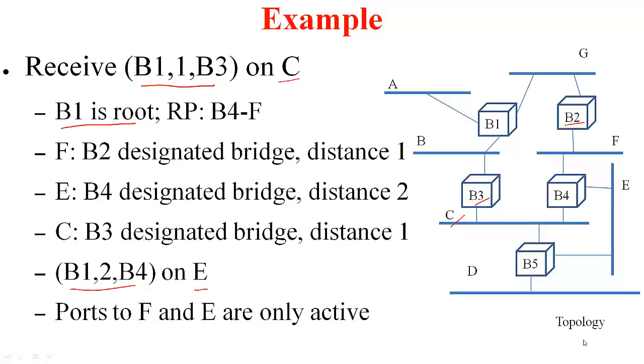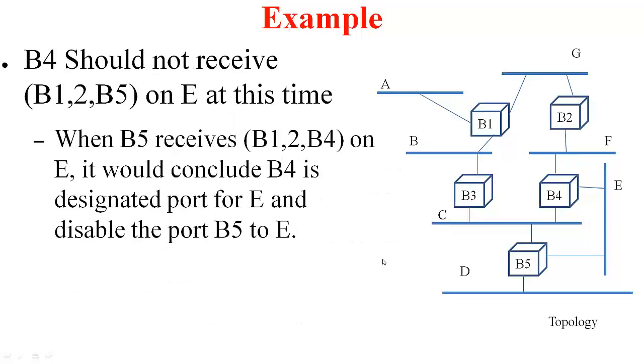It should be obvious by now that only the ports, this is the root port and this is the designated port, only these both are active. It has disabled this particular port. B4 should not have received this configuration message from B5 on E at this time because it had already sent this particular message on E. B5, when it received this configuration message from B4, would have concluded that B4 is the designated bridge for E, and thereby this would have disabled this particular port. So this message would not have come to B4. So B4 will continue to be the designated bridge for E.